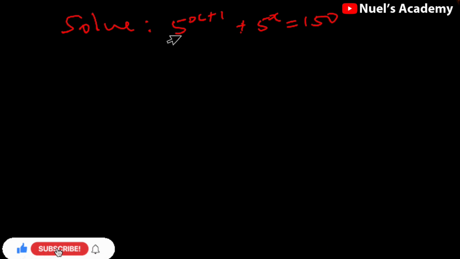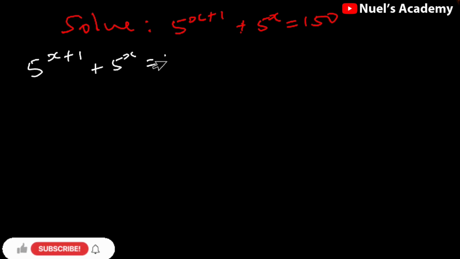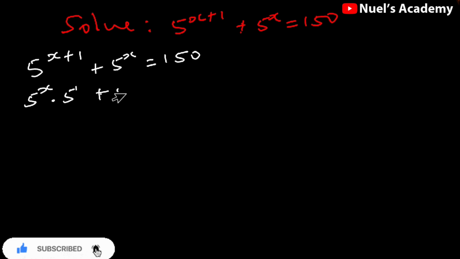Solve 5 raised to power x plus 1 plus 5 raised to power x equal to 150. So you have 5 raised to power x plus 1, then plus 5 raised to power x equals 150. So 5 raised to power x plus 1 is equal to 5 raised to power x multiplied by 5 raised to power 1. Then this is plus 5 raised to power x, then equal to 150.